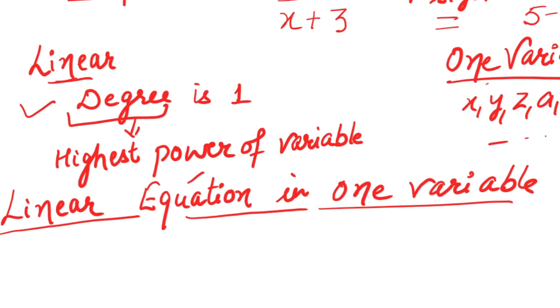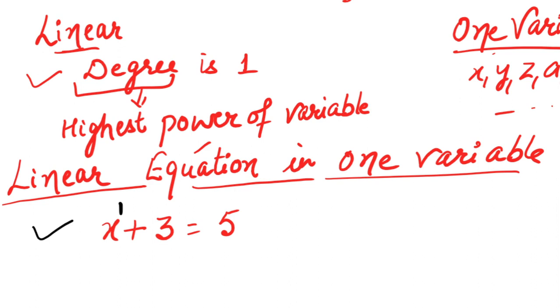Now I am just giving you some examples. x plus 3 is equal to 5. Is it a linear equation? Yes. Here the variable is x and the highest power of the variable is 1. So yes, this is a linear equation. If I write one more equation, y square plus 4 is equal to 5, now tell me, is this linear? First, this is an equation because we have an equality sign.